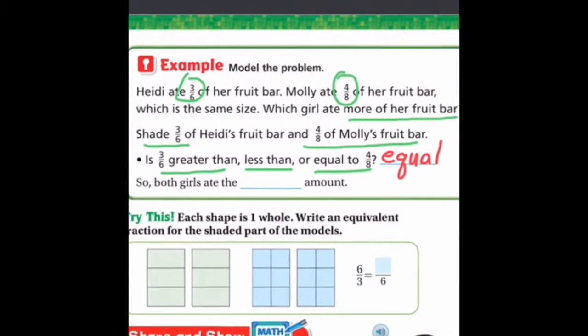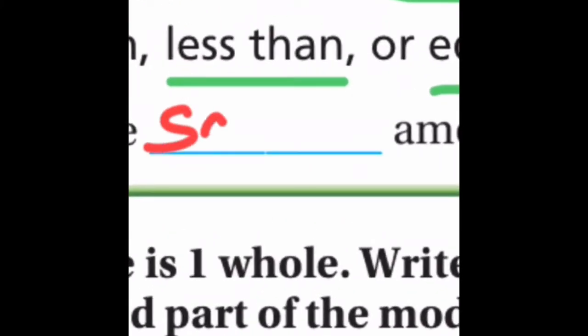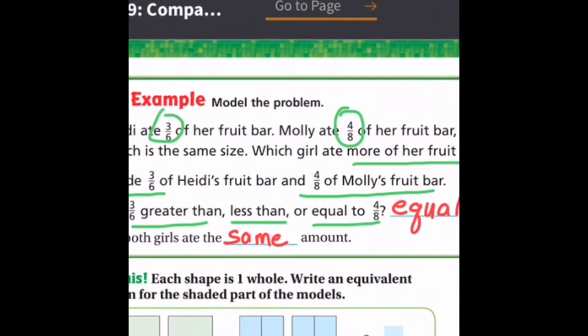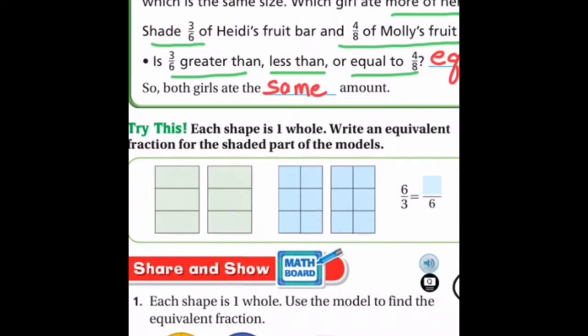Alright, so both girls ate the same amount. This is where I want to write same. S-A-M-E, same. It says try this. Each shape is one whole. Write an equivalent fraction for the shaded parts of the model.